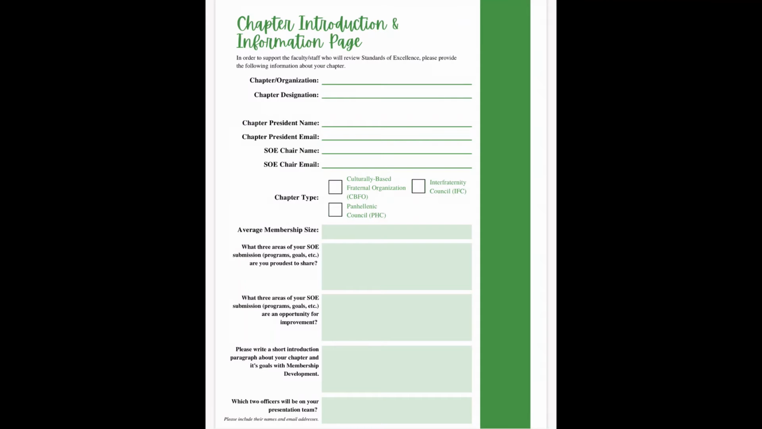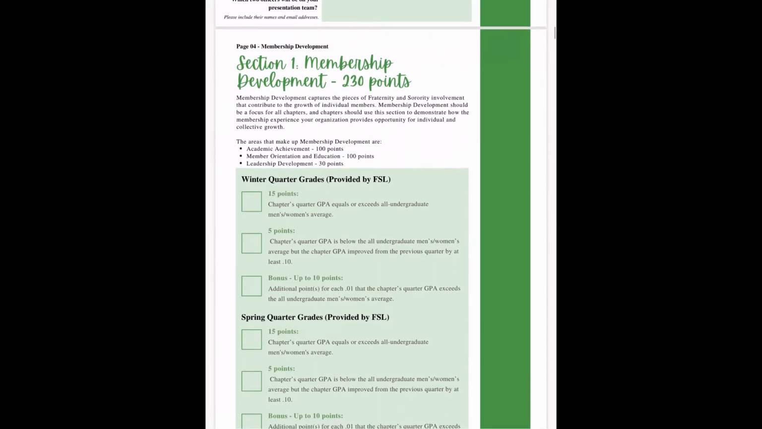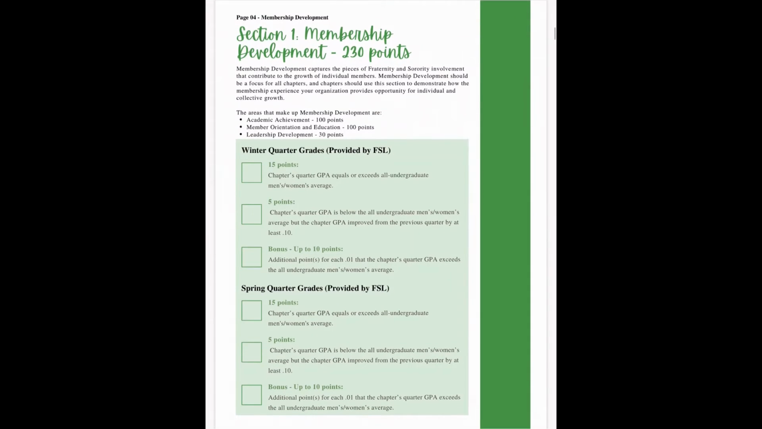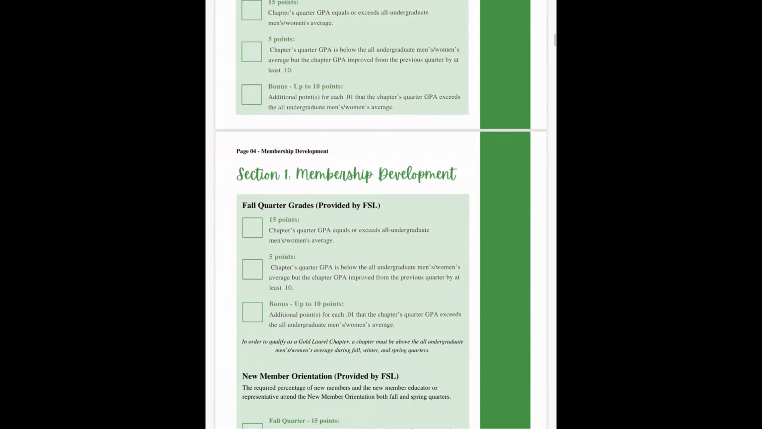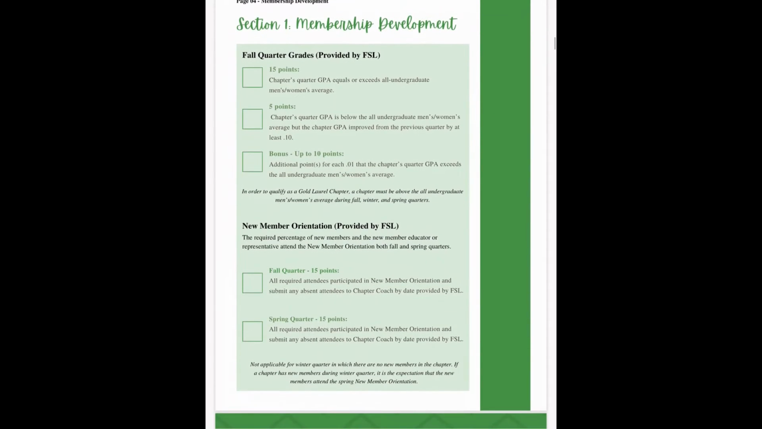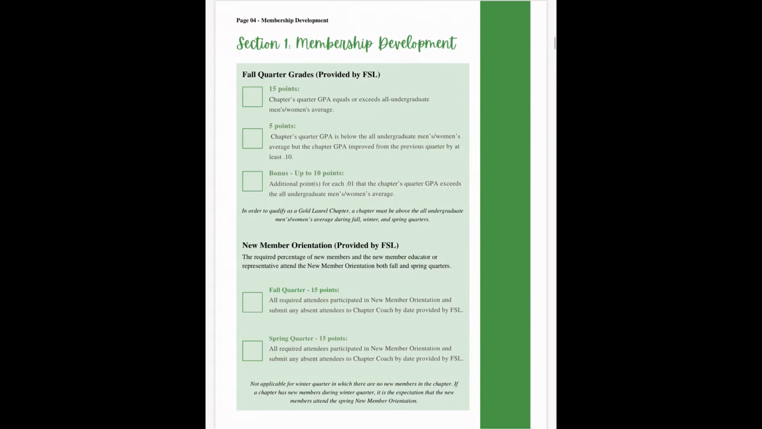Now, transitioning back to the submission document, directly following the introduction page will be where Fraternity and Sorority Life will upload the points that they track for Standards of Excellence. In some submissions, this will be a single page, and in others, it may be multiple pages. The points provided in the colored boxes are not points that the chapter will be responsible for providing, and chapters should not complete this section, or they may be asked to resubmit without the scores provided.